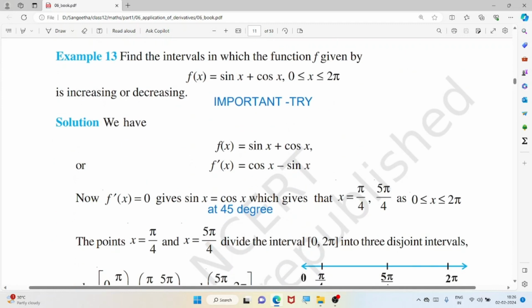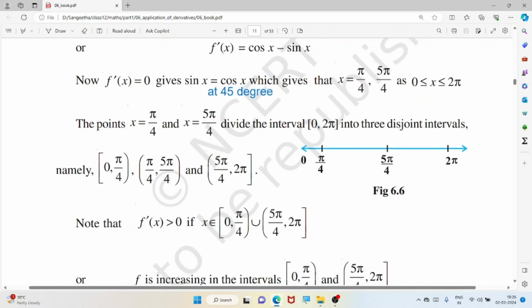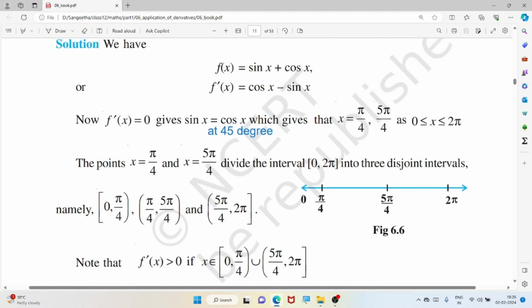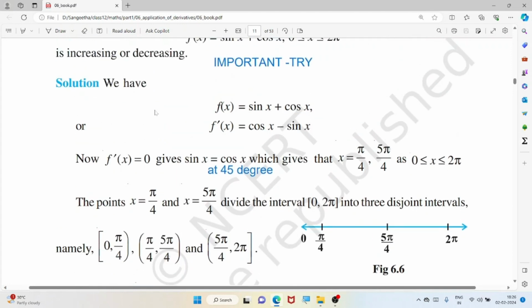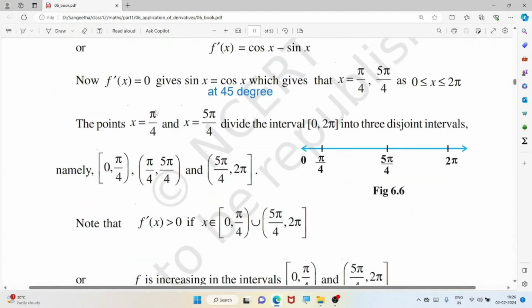So here also after differentiation, at 45 degrees cos x equals sin x. At 45 degrees, cos and sin are the same.